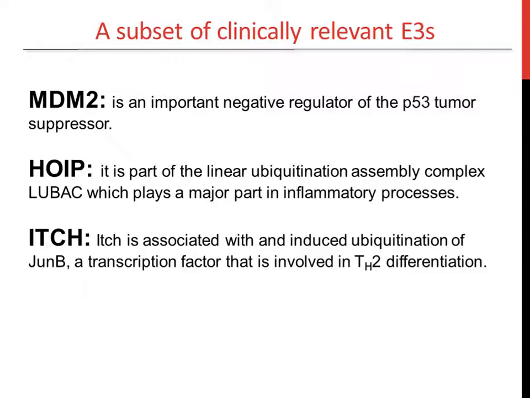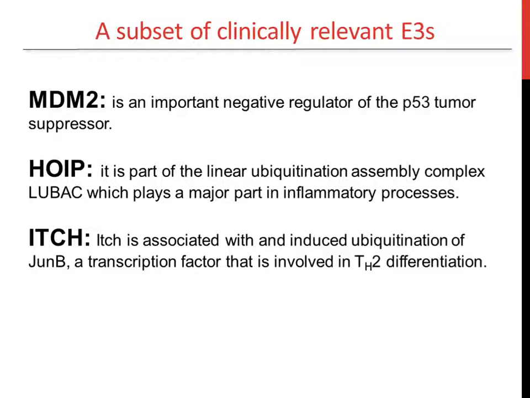So we used this assay to target three different E3 ligases, and they, of course, need to be clinically relevant. The first one is MDM2, which I have shown you before. It's a very important negative regulator of the P53 tumor suppressor. The other one, which I think is a very exciting drug target, is HOIP, which is part of the linear ubiquitination assembly complex LUBAC, which plays a major role in inflammatory processes as well as in cancer. HOIP is the only enzyme that makes these linear ubiquitin chains, and these linear ubiquitin chains are essential for inflammatory processes. And therefore, we think this is a very exciting drug target.